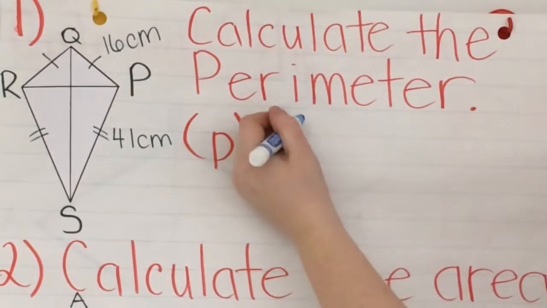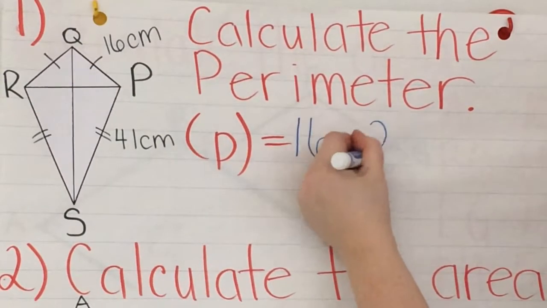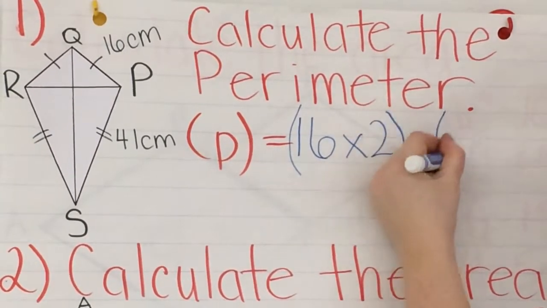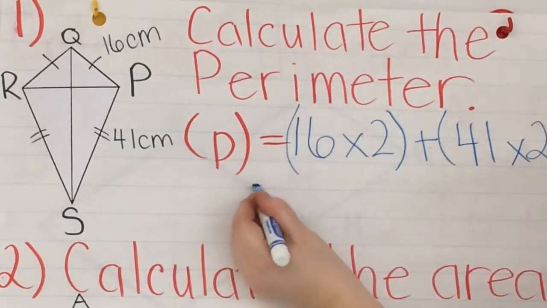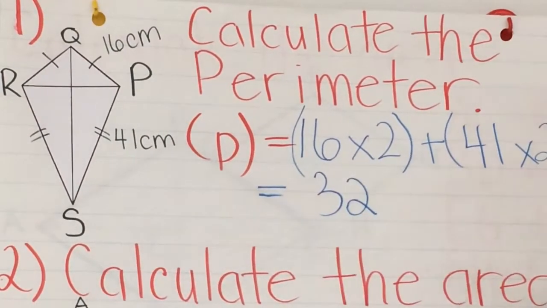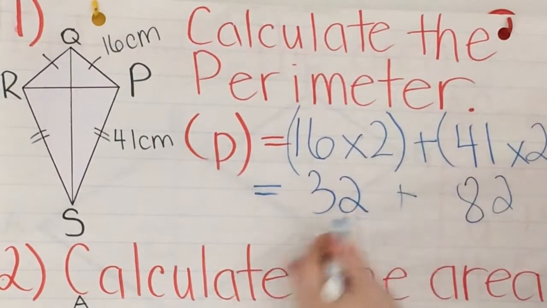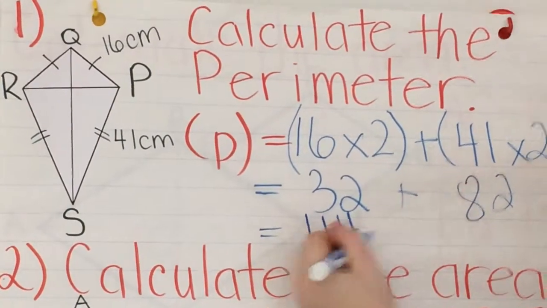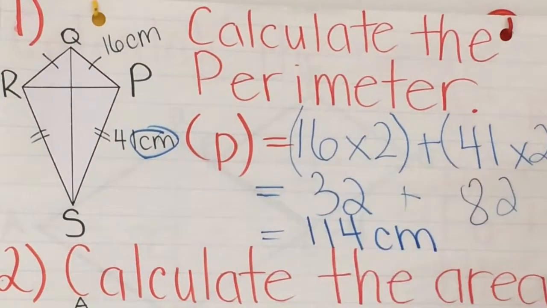So what I'm going to do is 16 multiplied by 2. I'm going to put it in brackets because that's helpful for me. Plus 41 multiplied by 2. Then I'll get my answer. So I know that 16 multiplied by 2 is 32, and 41 multiplied by 2 is 82. And now I just have to add those two numbers together. My answer is 114. I want to make sure that I include my units, which are centimeters. So I'm going to write centimeters on the bottom there.